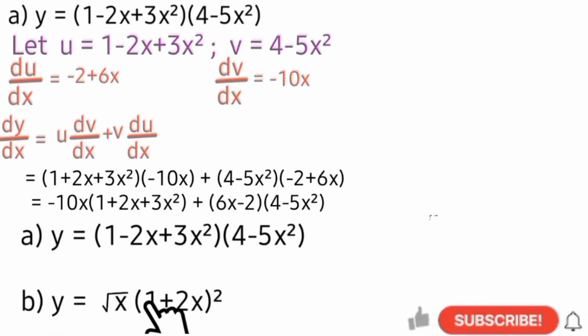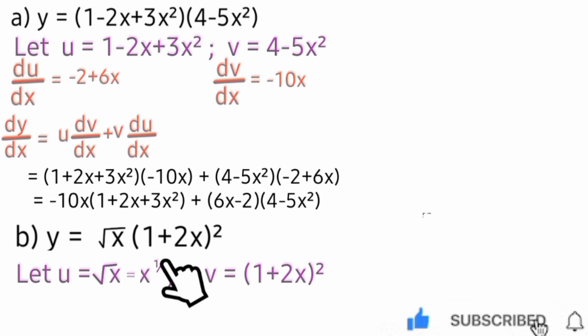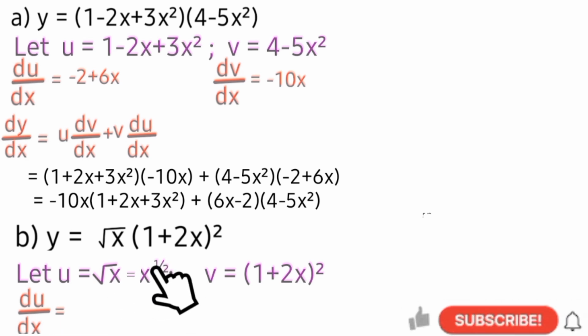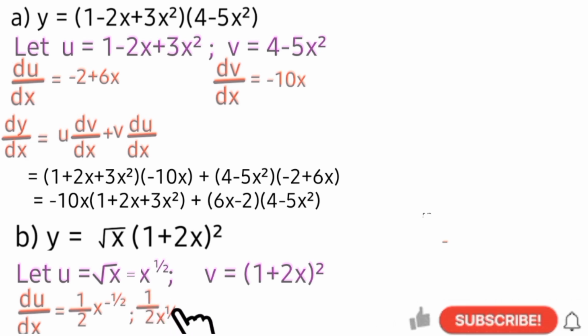Let's proceed to question B. Let u represent root x, which is equivalent to x raised to power 1 over 2, while v represents 1 plus 2x all squared. du by dx, that is differentiating x raised to power 1 over 2, is 1 over 2x. 1 over 2 minus 1 gives minus 1 over 2. Taking x raised to power minus 1 over 2 then gives x raised to power positive 1 over 2. So we have 1 over 2. x raised to power 1 over 2 means square root of x.